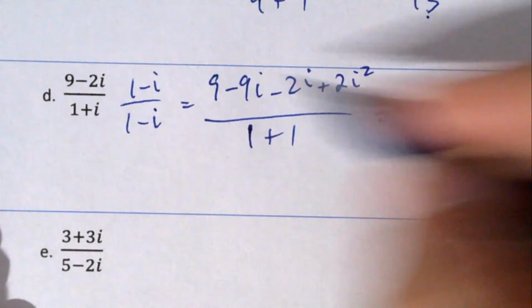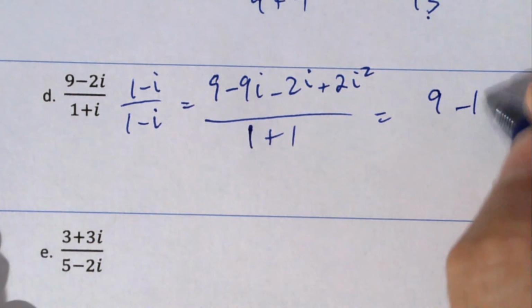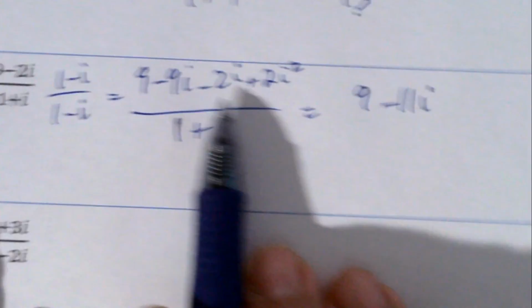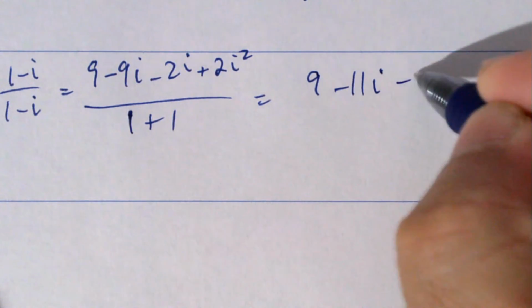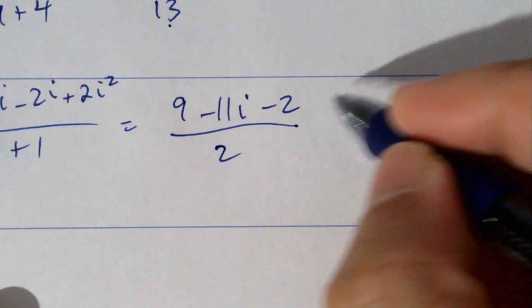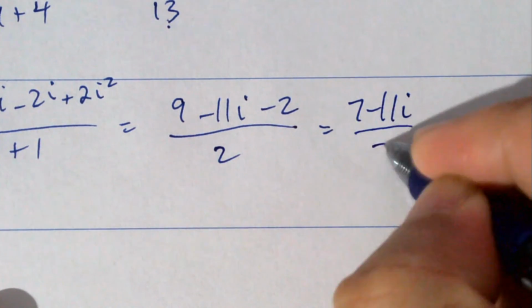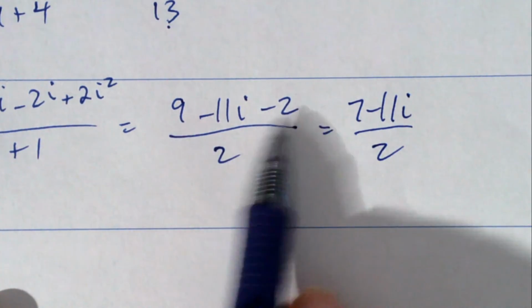Clean up the numerator. I have 9. You can combine the 2 in the middle, so that's negative 11i. Remember, the 2i squared becomes a minus 2 because of the i squared. Denominator is 2. 9 minus 2 is 7. So 7 minus 11i over 2. Right. 9 minus 2 is 7.